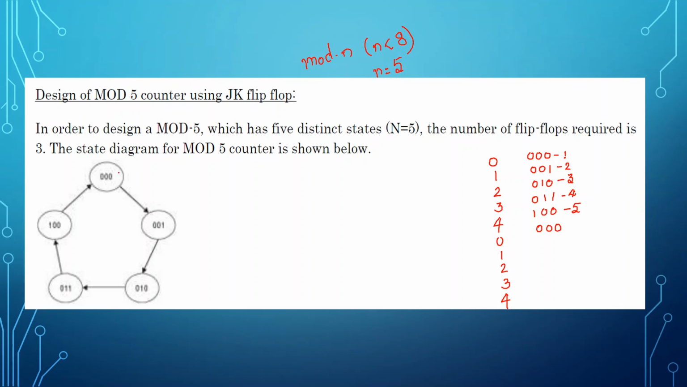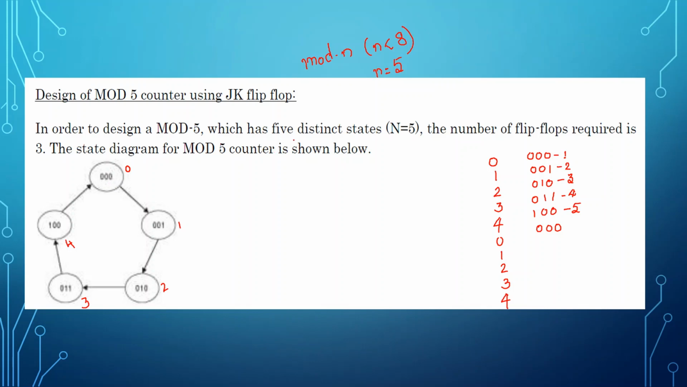See here, this is 0, this is 1, this is 2, this is 3, this is 4, and after that it repeats. So how many counts totally? 5 counts. 1, 2, 3, 4, 5, and again repeating. And the arrow marks here indicate that it is an up counter. So it is starting from 0, going to 1, after 1 it is 2, after 2 it is 3, after 3 it is 4, after 4 it is getting back to 0. So this is the state diagram of your mod 5 counter.